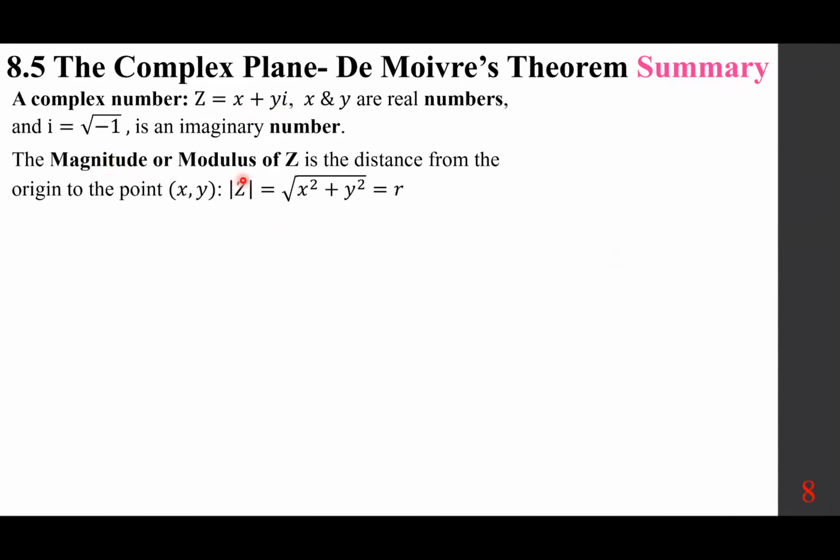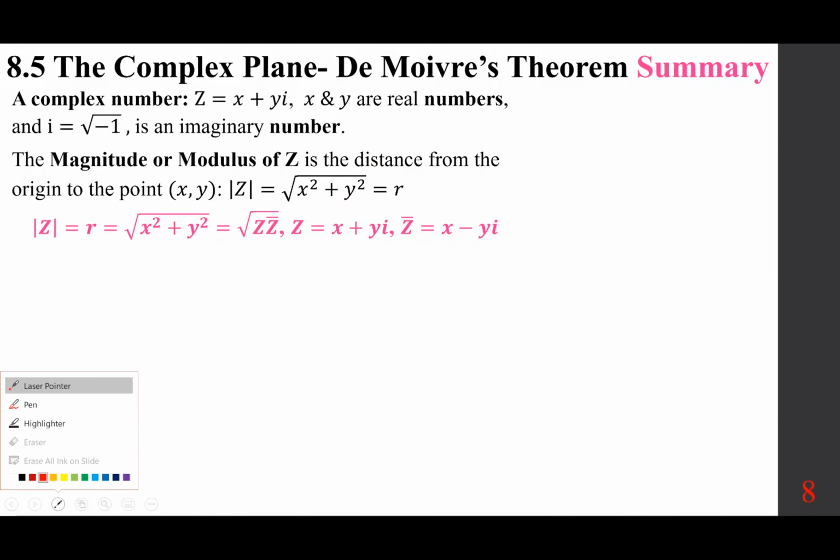The magnitude, also called the modulus of z, is the distance from the origin to the point x, y, and it's calculated as something you've seen: the square root of x squared plus y squared equals r. Another way of looking at it is the square root of z times z bar. z bar is the complex conjugate of z. So x plus yi becomes x minus yi. So that's the relationship between z and z bar. I hope you remember complex conjugates.